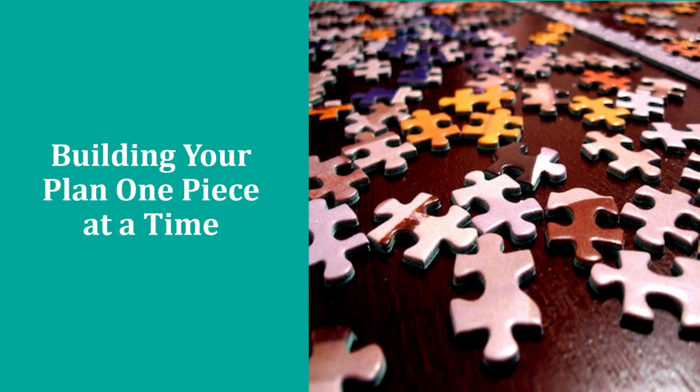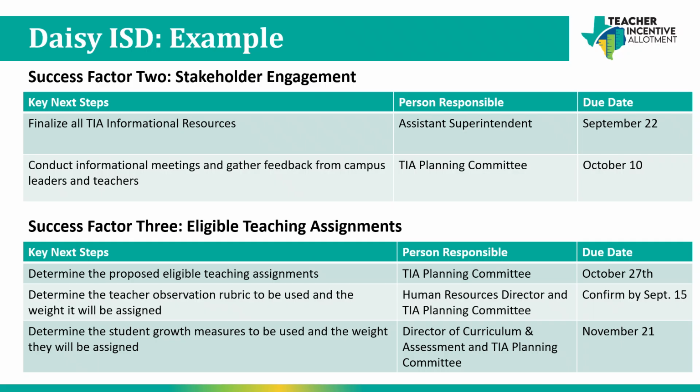So keep in mind, I want to just take a step back. This is going to be a building a plan one piece at a time kind of thing. There are a lot of success factors. There's a lot of pieces within each success factor, and that's okay. Just take it one piece at a time and make sure you have clear next steps, as well as a plan for who and when those next steps will happen.